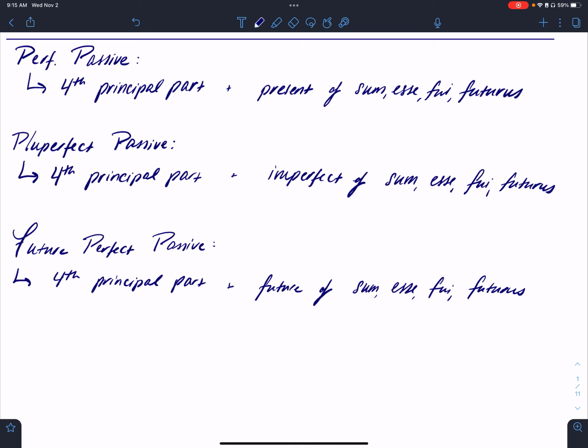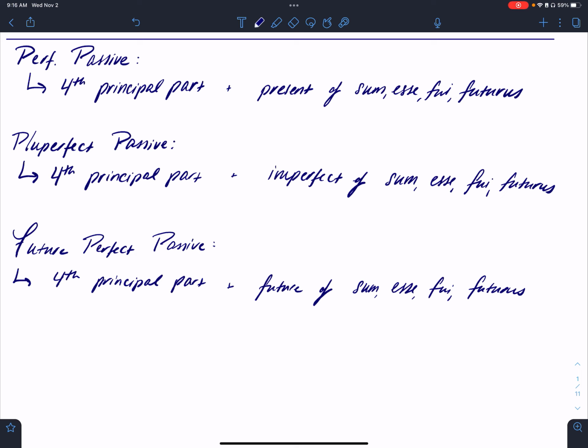Okay, and that's it. That's the passive forms in the indicative. Yep, because there's also the subjunctive. So you guys see how those are formed? Does that make sense to everybody? Are there any questions about how to form the passive voice in the perfect system?